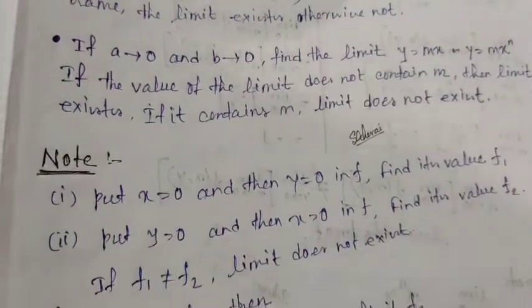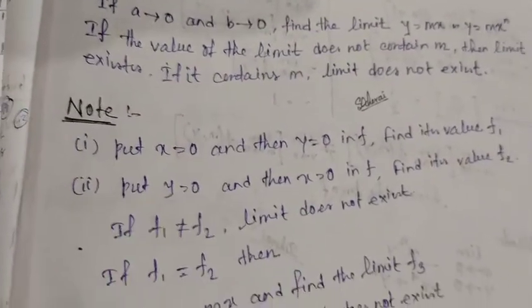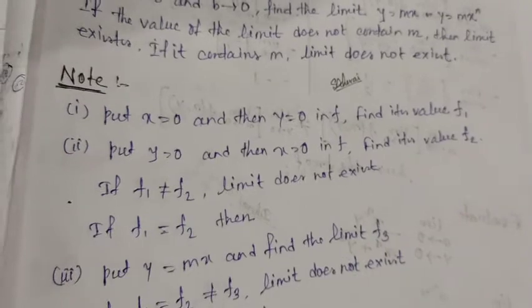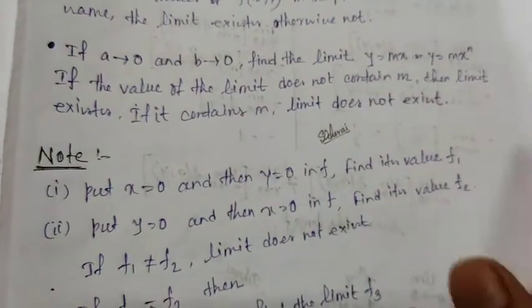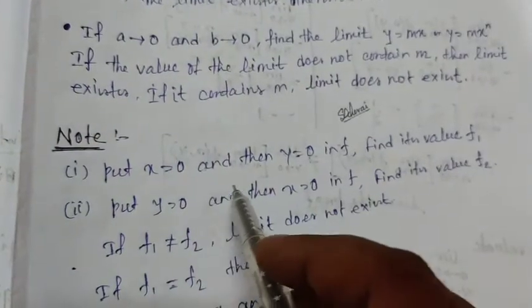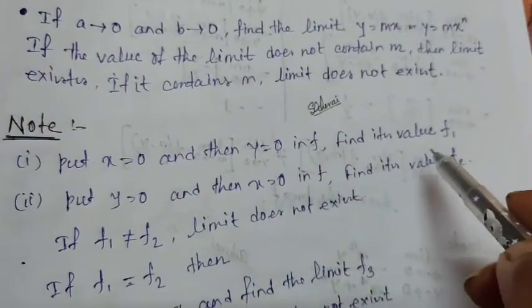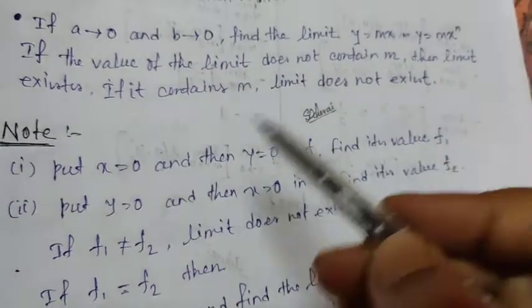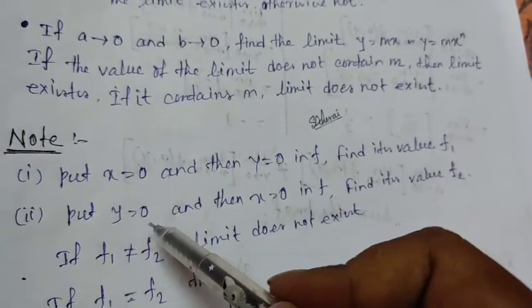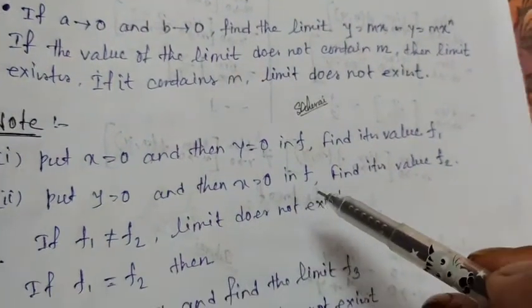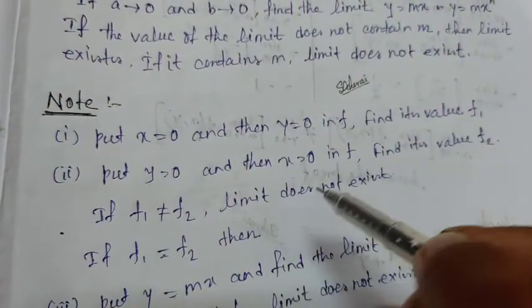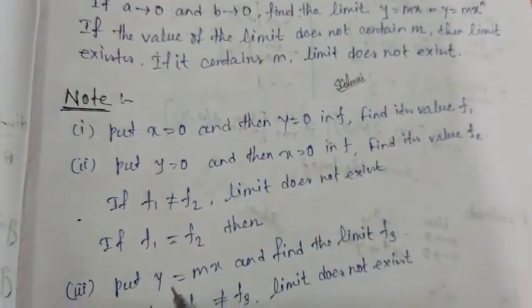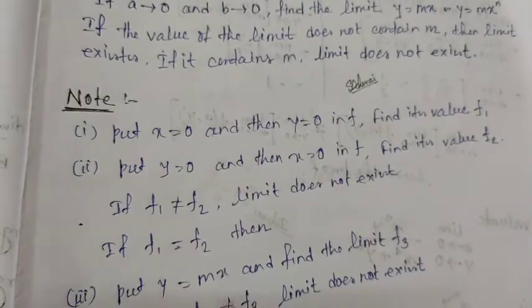So now let us see how we can find this when the points a and b tend to 0. Here first we have to put x equal to 0 and y equal to 0, then find the value of f1. Then we have to put y equal to 0 first and then x equal to 0, then find the value of f2. If f1 is not equal to f2, then the limit doesn't exist. And if the limit exists, that means f1 is equal to f2.